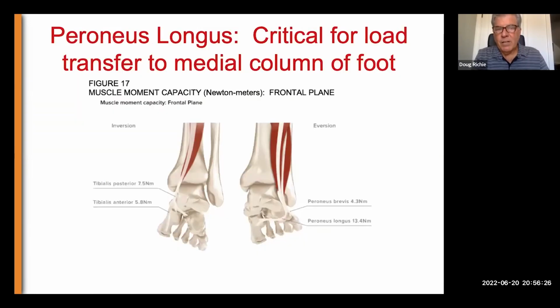It's interesting to look at the studies that have been done on muscle moment capacity of the peroneals. And what's interesting is the peroneals actually provide more frontal plane stability to the ankle than the tibialis posterior. The peroneus longus develops 13.4 Newton meters of eversion strength at the ankle compared to the tibialis posterior, providing only half that amount of power in the direction of inversion. So the peroneus longus is really the primary everter of the ankle, not the peroneus brevis.